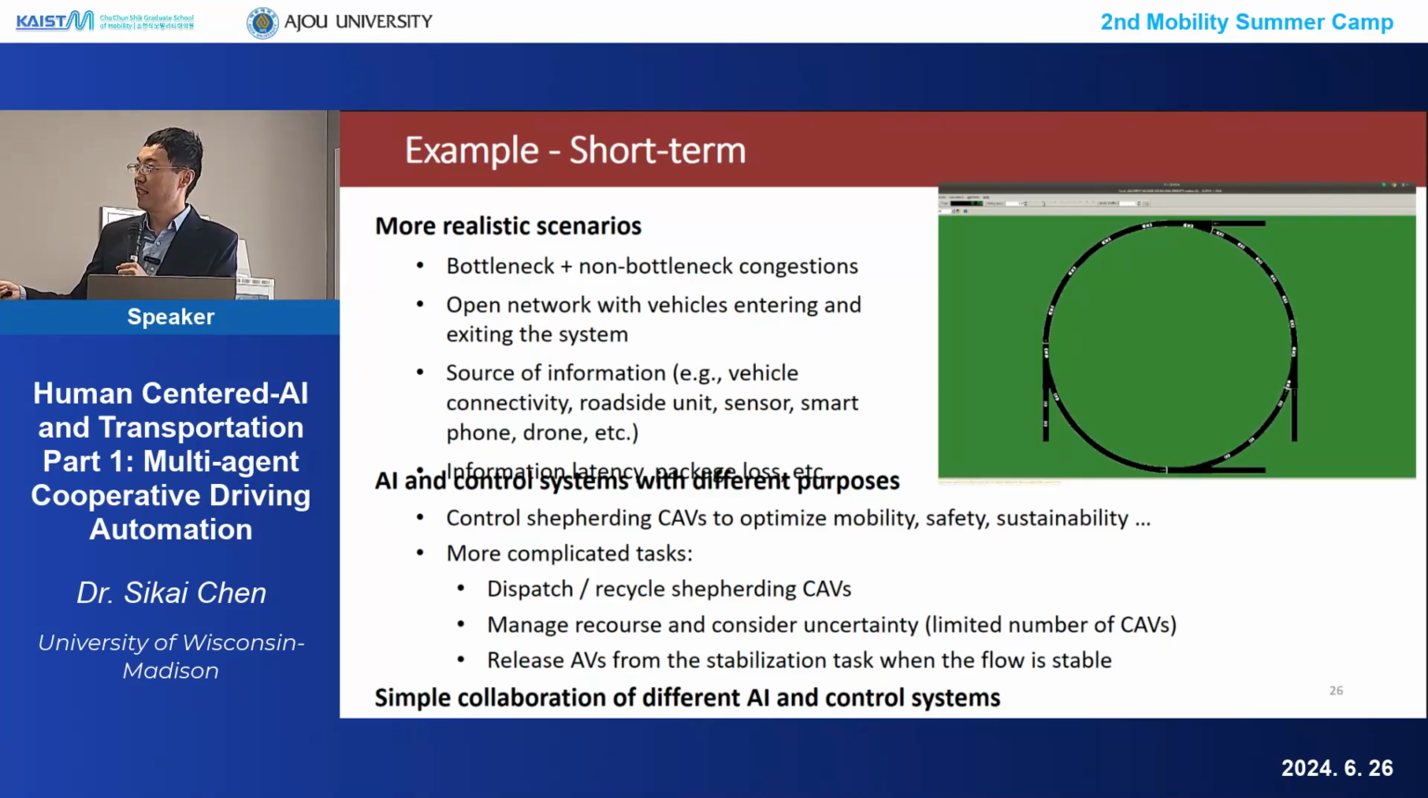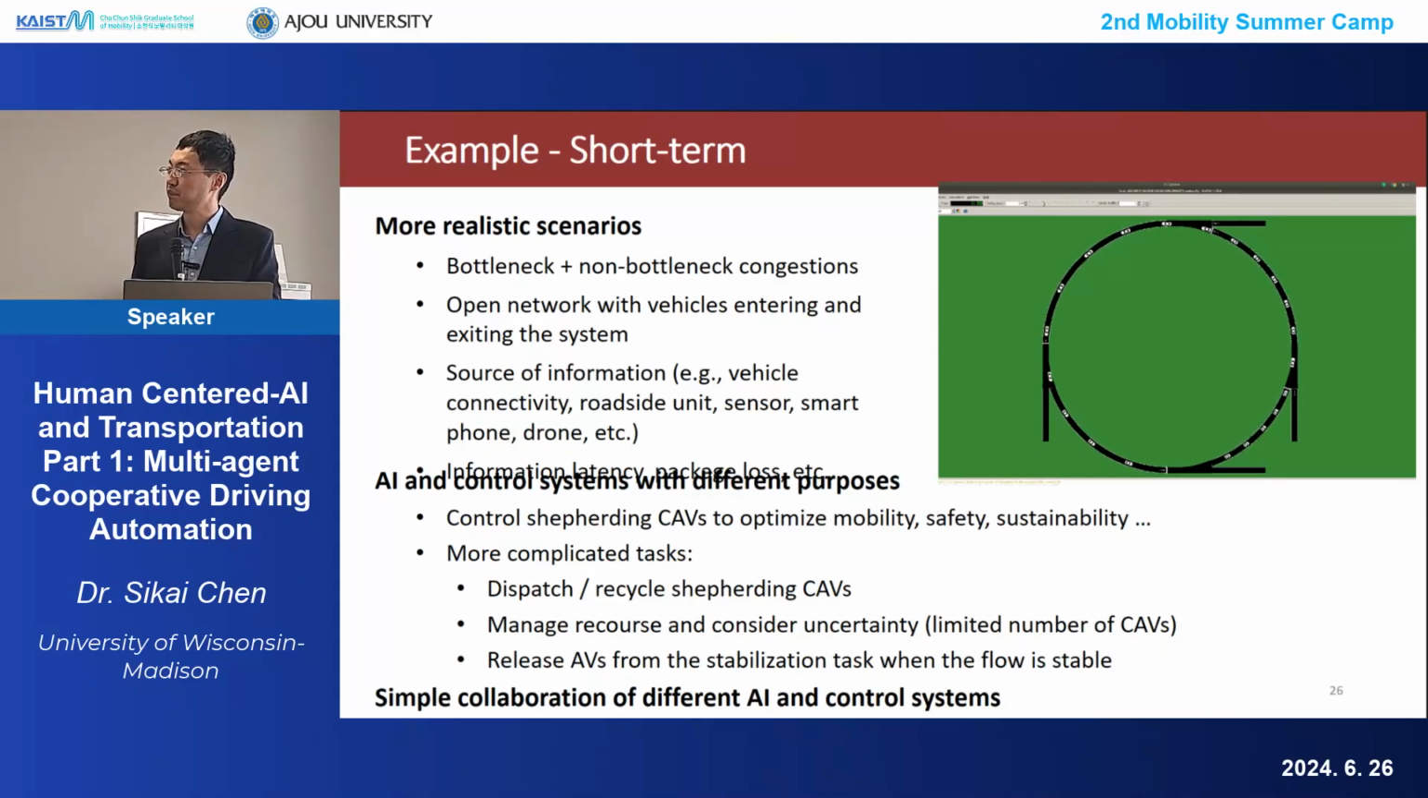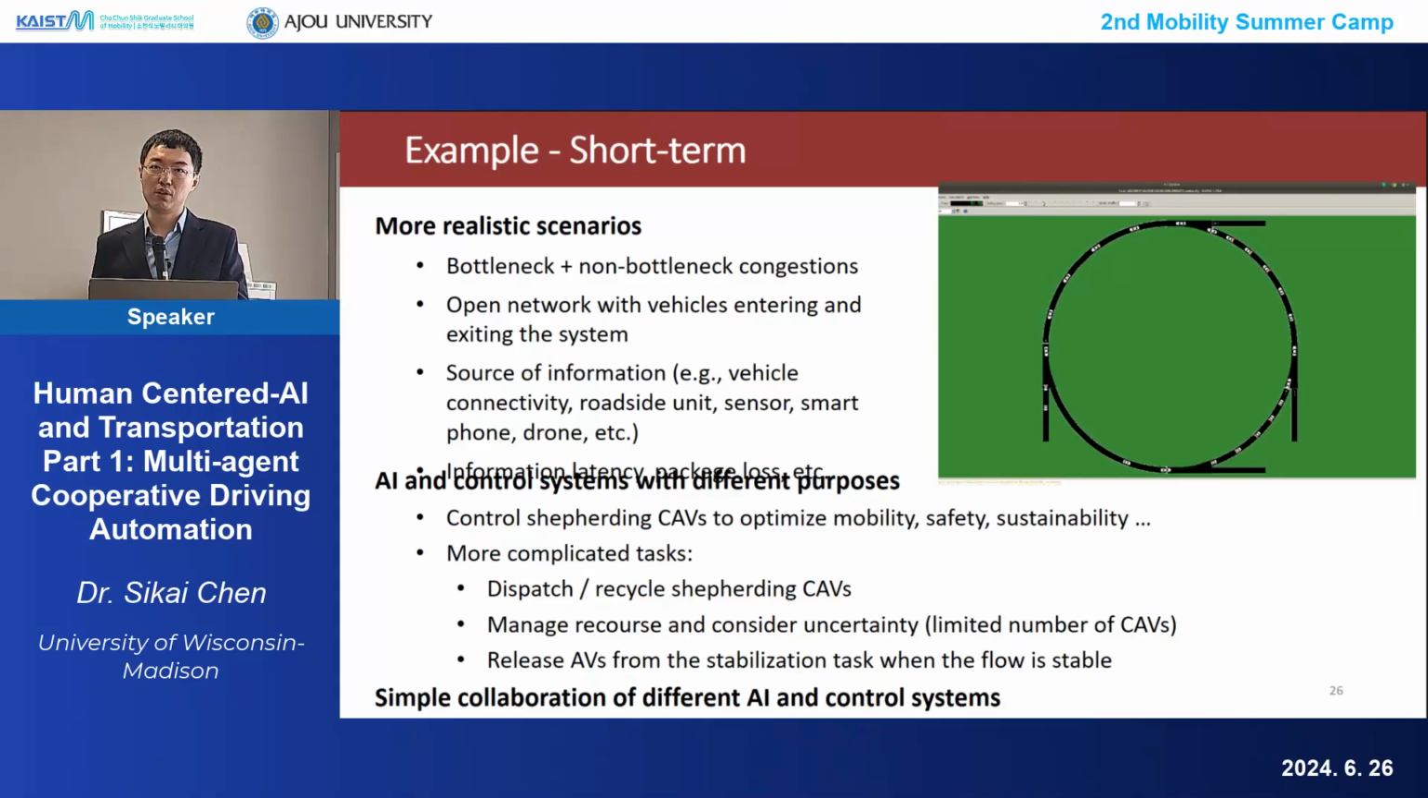Also, we can simulate how we are going to gather this information, maybe through direct vehicle connectivity, but maybe through the roadside unit. You put some roadside unit here, gather information for the passing vehicle, send the information to CAV. So there could be information delay, sensor error. We can simulate all those kind of things and see their system level impact. And you can think about some other things.